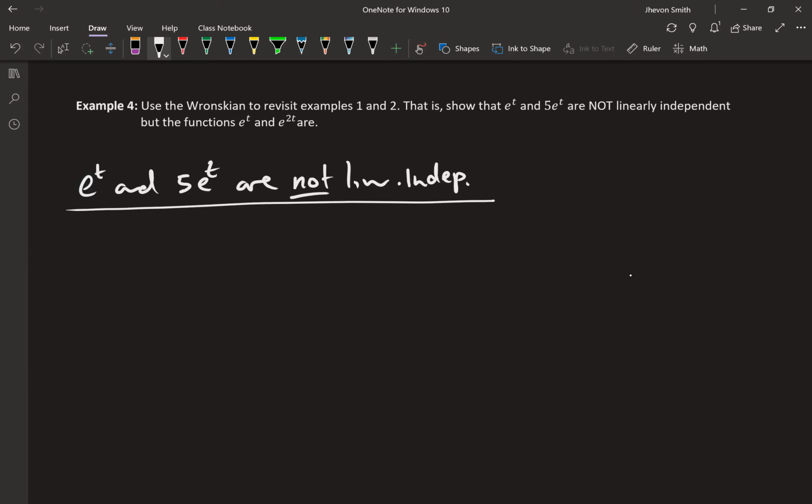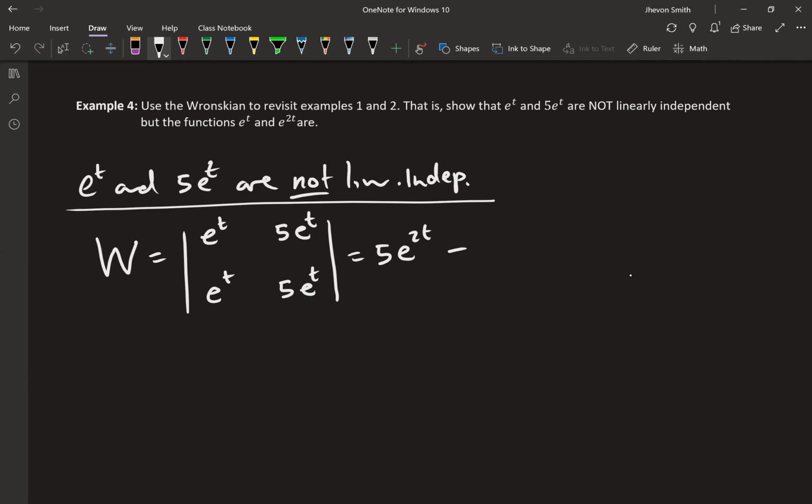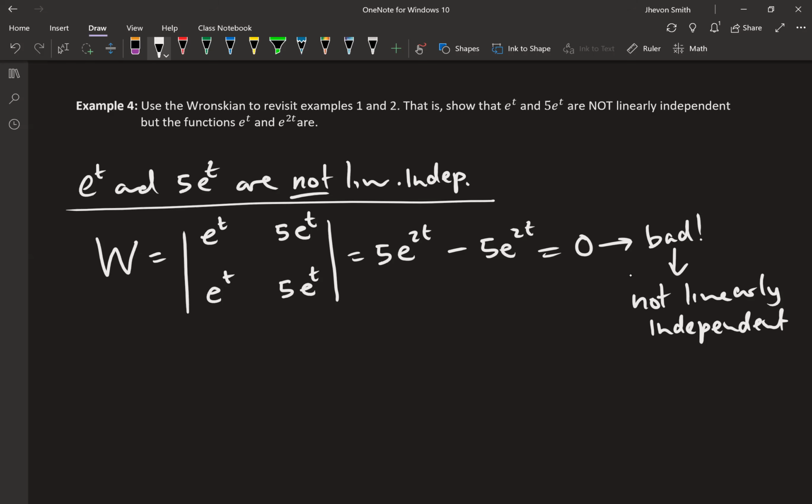How do I know? Well, if I find the Wronskian, that would look like e to the t, the derivative of that would be e to the t. I can have 5e to the t, the derivative of that is going to be 5e to the t. This will give me 5e to the 2t minus 5e to the 2t. Gives me 0. Bad. Well, I shouldn't say bad. It's not morally bad or anything. It's just bad in the sense that it's not linearly independent. Okay, the Wronskian has to not be 0.